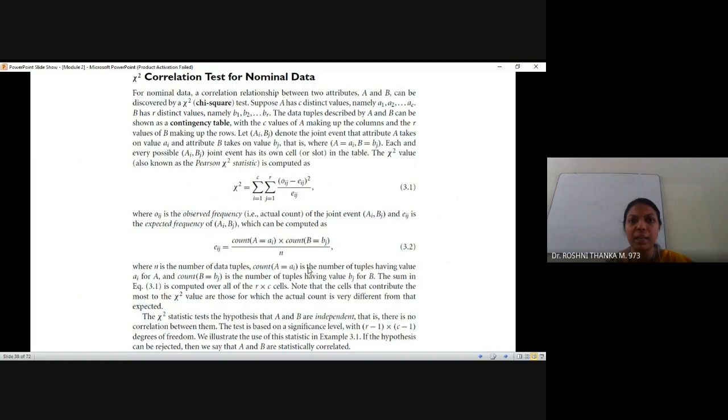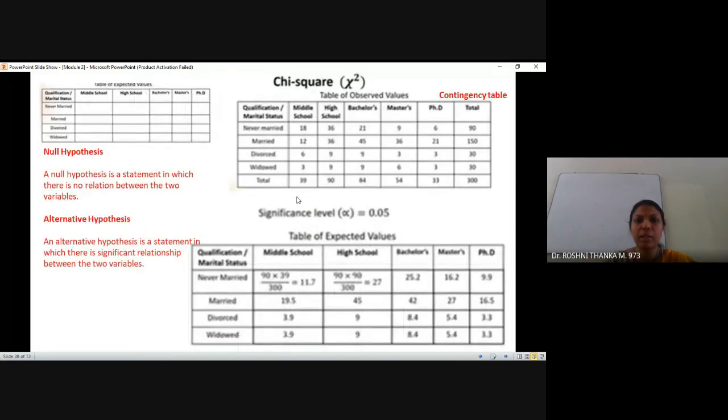In the previous class, we solved the problem. I hope you remember that. The formula for chi-square is the difference between the observed value and the expected value, the whole square, divided by the expected value. For that we saw this example. We have two variables, and we want to say whether qualification and marital status have a correlation or not. Correlation means whether there is any relationship between these two variables or not.